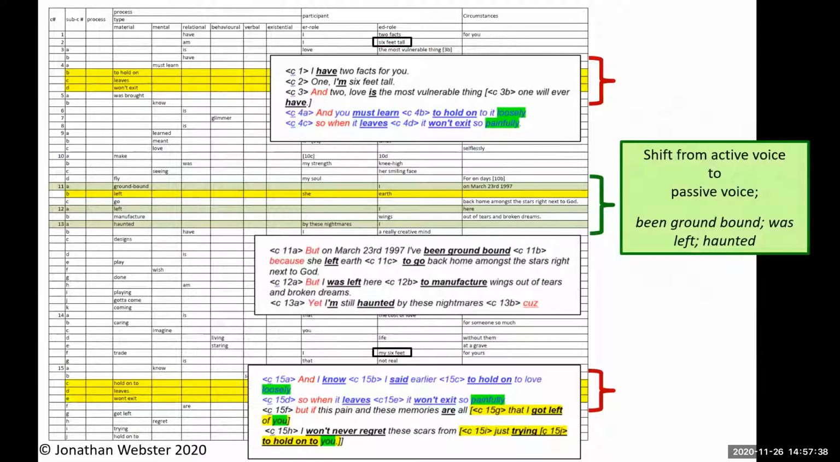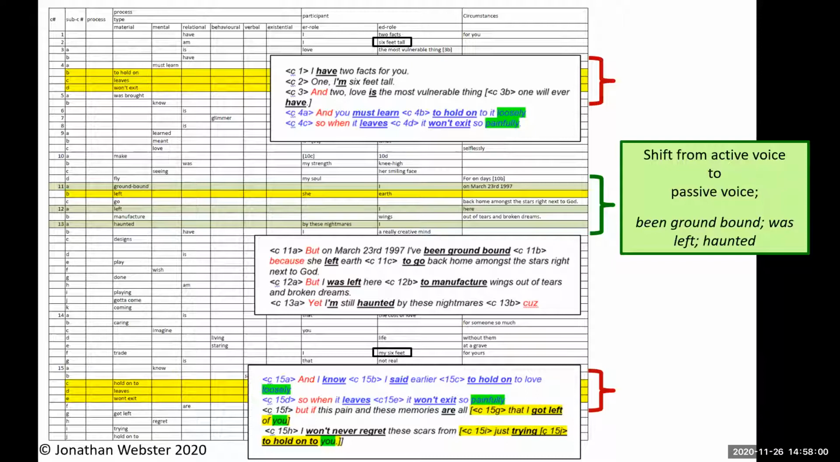We notice about midway through at 11, after that but, there is a shift. Shift from active voice. She left. But then for the poet, there is a shift from active to passive voice. Been groundbound, was left, haunted.